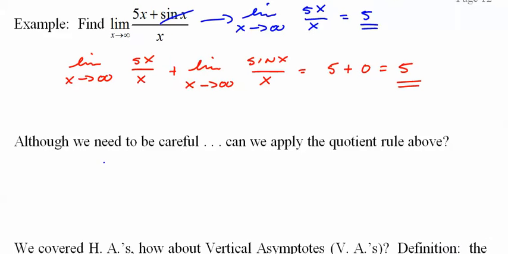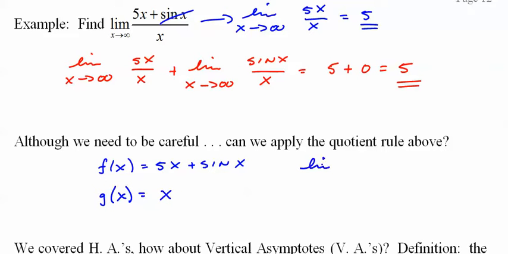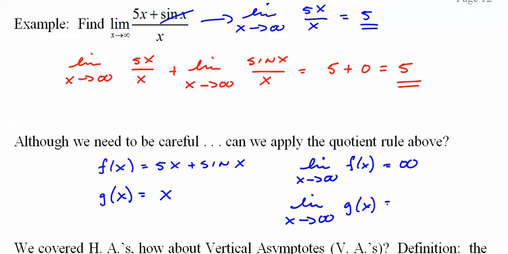A note, what if I said f of x equals the top, g of x equals the bottom, and I said the limit as x approaches infinity of f of x is infinity, and the limit as x approaches infinity of g of x is infinity. Can you take the quotient of those two? And the answer is no. It's not going to work. Can't divide them.